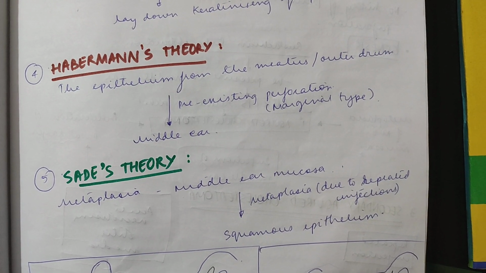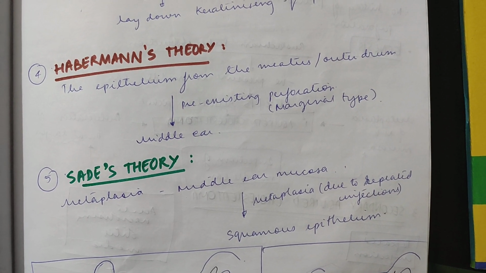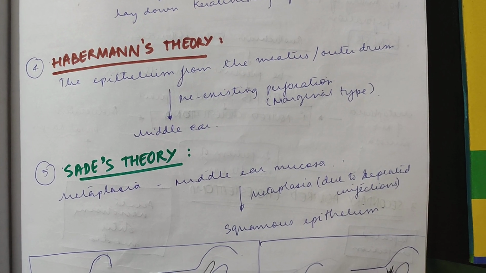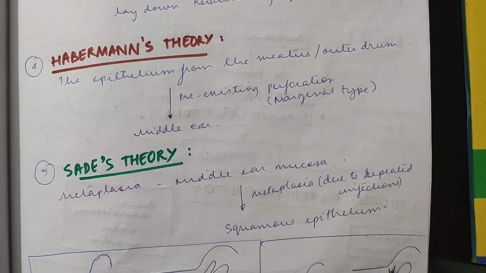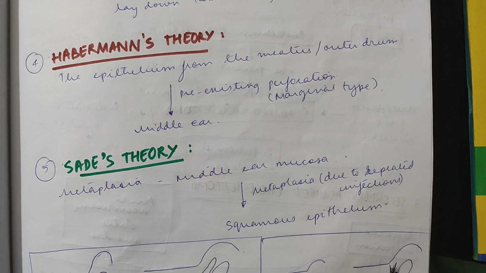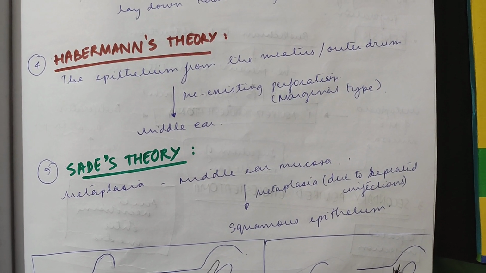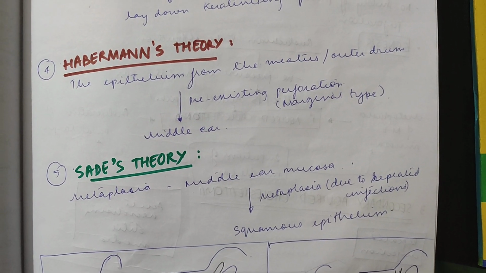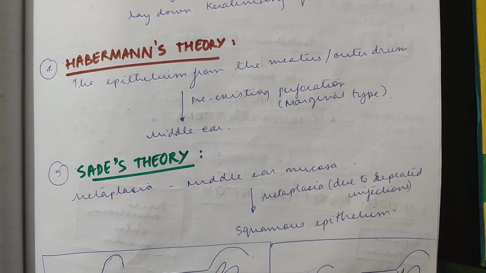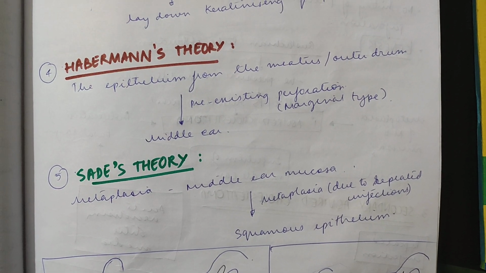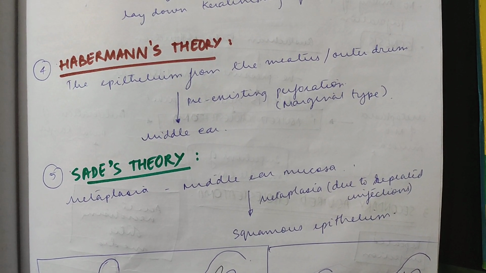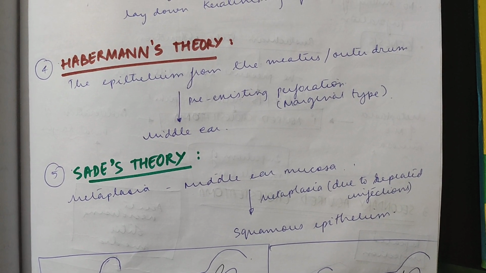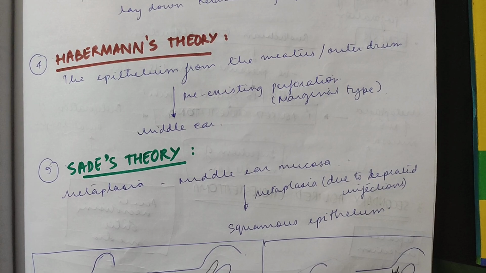Habermann's theory states that the epithelium which is lining the external auditory canal or the outer tympanic membrane, the outermost layer of the tympanic membrane, will migrate into the middle ear cavity via a pre-existing perforation, especially the marginal type, which is present along the margins of the tympanic membrane, and also cause destruction of the annulus. Sade's theory tells that it is the metaplasia of the middle ear mucosa because of repeated infections, which is going to cause formation of squamous epithelium.